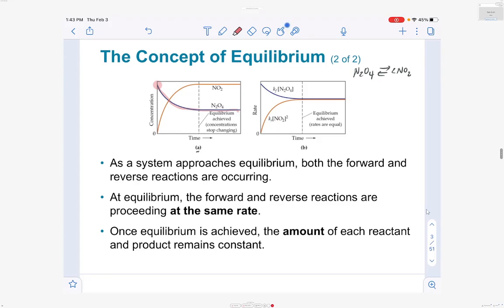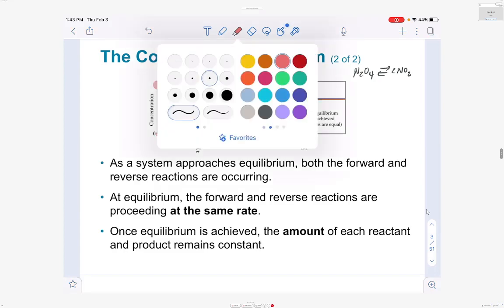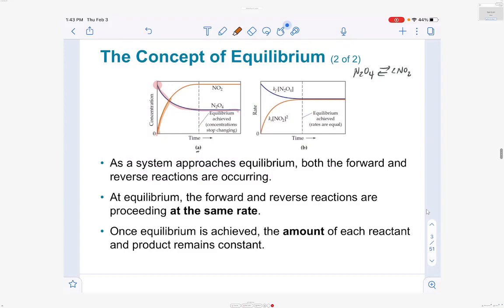The orange line here is the concentration of NO2, and as you can see, the initial concentration of NO2 is 0. It's at 0 because you don't have NO2 in the beginning. But as N2O4 decomposes into NO2, the NO2 concentration increases. Okay, that's what this diagram is showing.